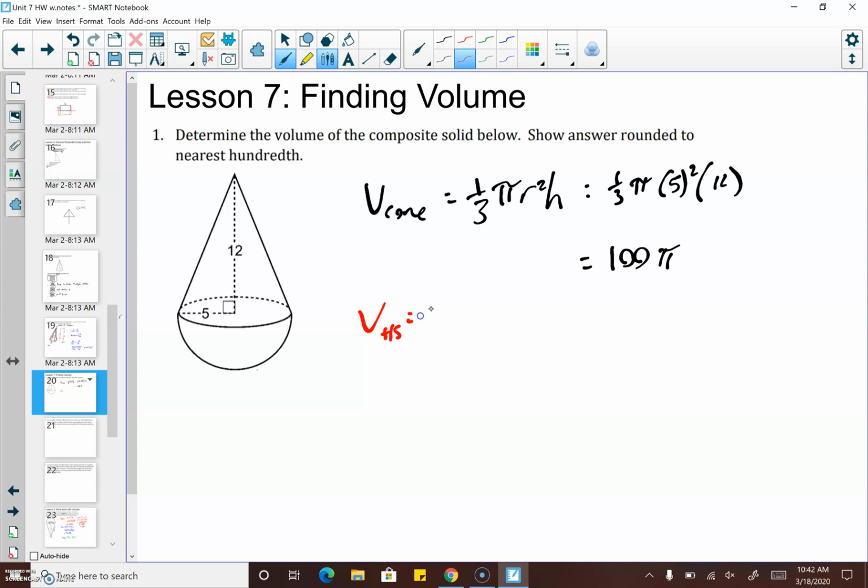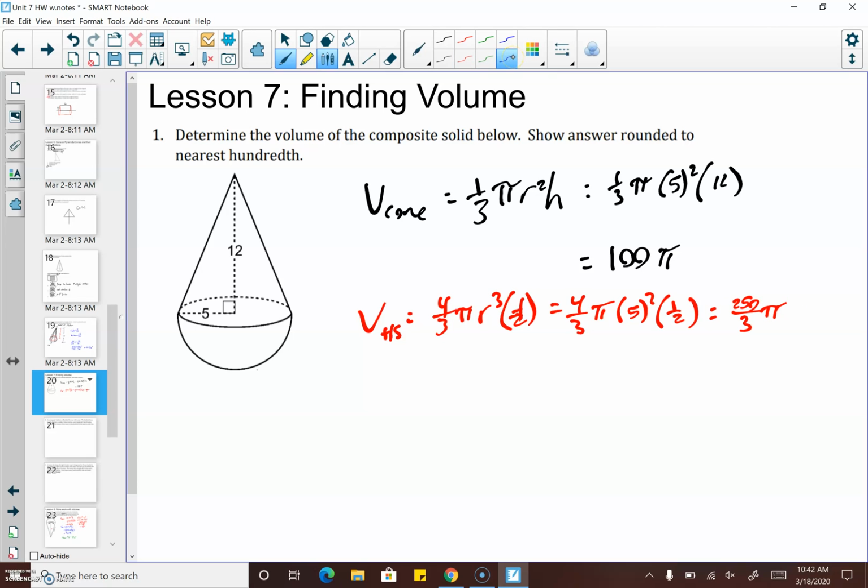And then for my hemisphere, 4/3 pi r cubed, and then it's going to be times a half, because we only have half of a sphere. So that radius for the cone also goes to the radius of our sphere. So 4/3 pi 5 cubed times a half. If I leave this as a fraction, I get 250 over 3 pi.